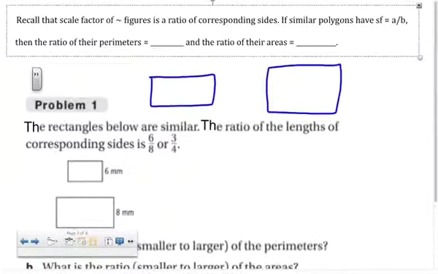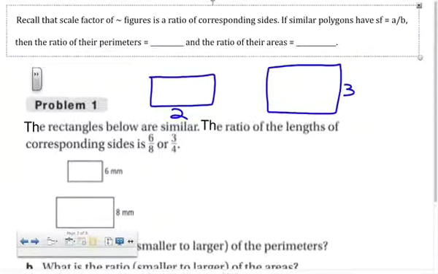Badly drawn, but hopefully you get the idea. If the side length of this square is 2 and the side length of this square is 3, do we visually see that their scale factor would therefore be 2/3? Ratio of corresponding sides. What would be the perimeter of the small square?